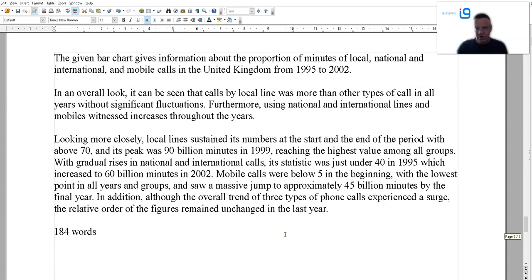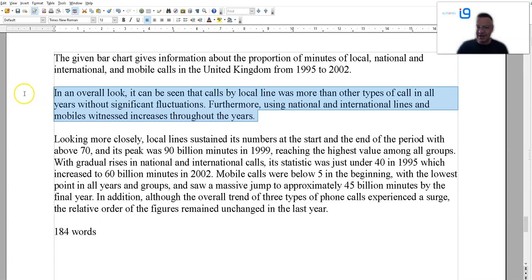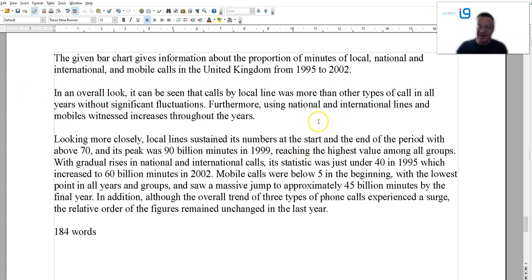Bar charts, information, proportion of minutes. In an overall look, you mean overall? Well, more of a types of call in all years. National calls witnessed increases throughout the years. Okay, that's kind of identified it. You could have put a little bit more in. Local lines sustained their numbers. Highest volume of all groups. Gradual rise of statistics. That's it. 60 billion, to mobile calls. Massive jump.